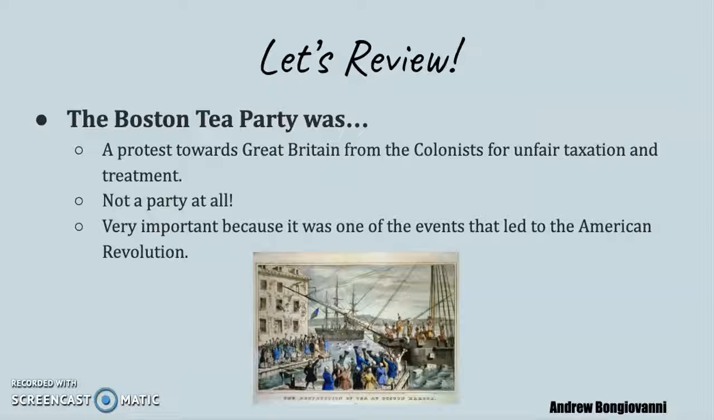Okay, now that we have just learned everything we need to know about the Boston Tea Party, let's just quickly review. The Boston Tea Party was a protest towards Great Britain from the colonists for unfair taxation and treatment. Like Noelle said, it wasn't made up of china cups and treats. There was an actual purpose to dumping the tea into the harbor. The colonists were angry and they needed to show Britain just how they felt. The Boston Tea Party was very important because it was one of the events that led to the American Revolution.